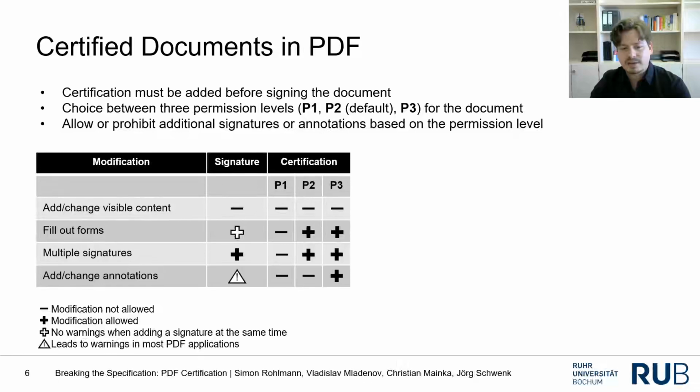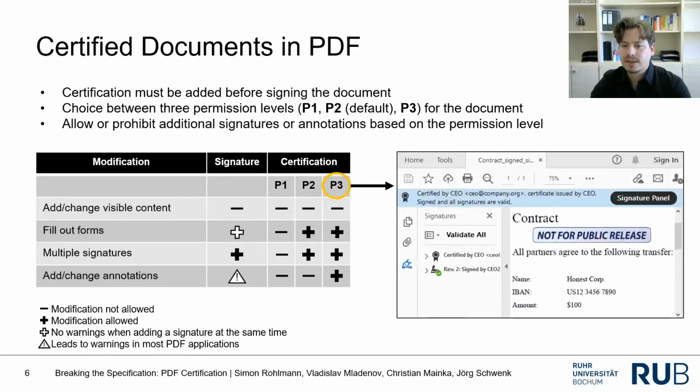Adding annotations leads to warnings in most PDF applications when we do this within a signed PDF, but is allowed on a certified document at level P3. So on the right side you see a certified document, and a signature was added and an annotation was added, and we see on level P3 there are no warnings when we add an annotation.